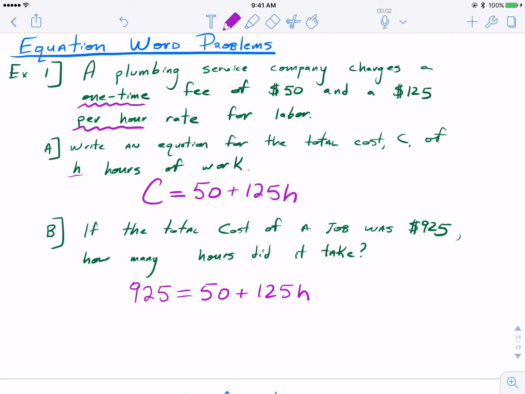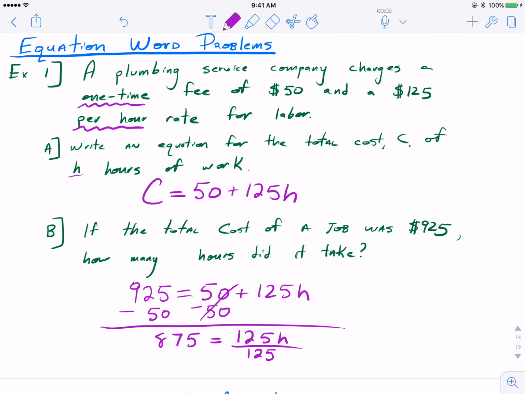So I want to get H all by itself. So I'm going to subtract the 50. It's a positive 50, or the addition taking place there, so we're going to do the inverse, which would be subtraction. That's going to give us 875, which is equal to 125H now. And 125H is multiplication times H, so I'm going to divide. And 125 goes into 875 nicely 7 times. That one you could verify a little bit more by hand, or with the calculator.